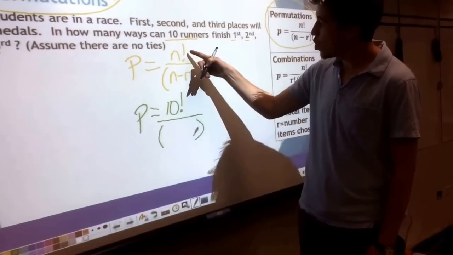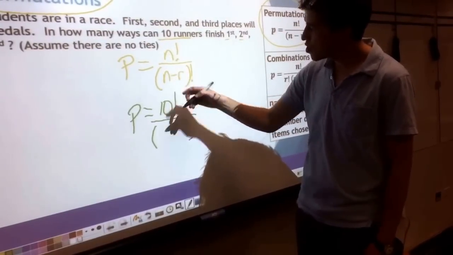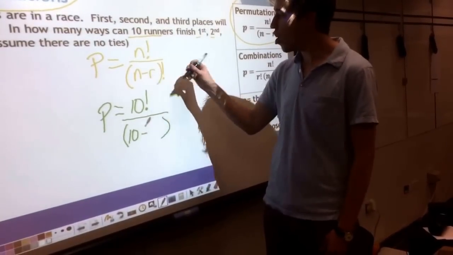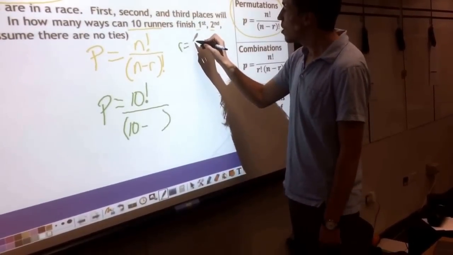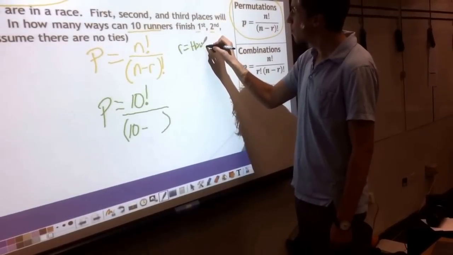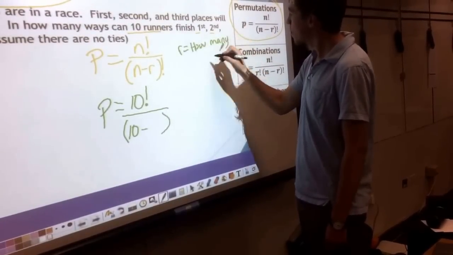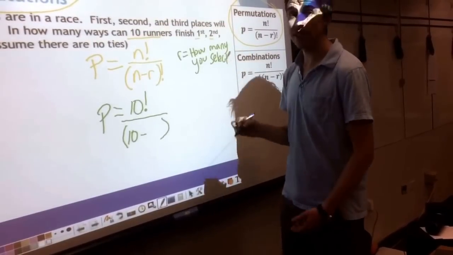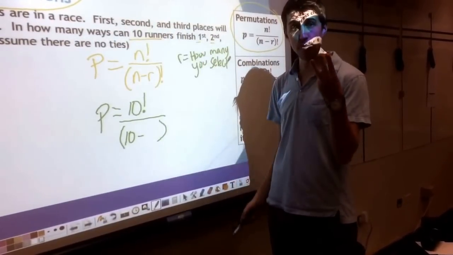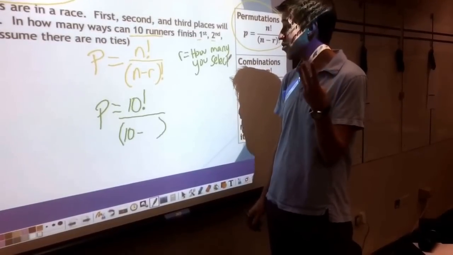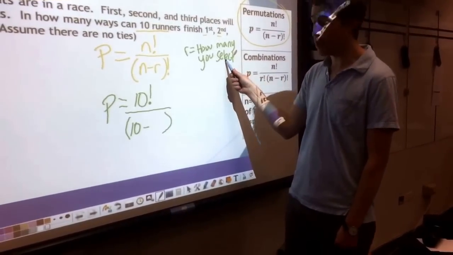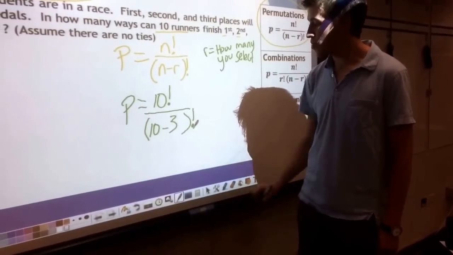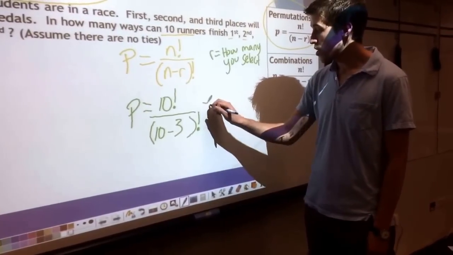And in here, notice the exclamation mark isn't there, so I'm just going to use the number of 10 minus r. And r is just going to stand for how many you pick or select. So in this case, only 1, 2, 3 people are going to get a medal, only 3. So I'm only going to select 3 people. So I'm going to do 10 minus 3, and that's going to be an answer that I do the factorial with. So let's simplify this down.